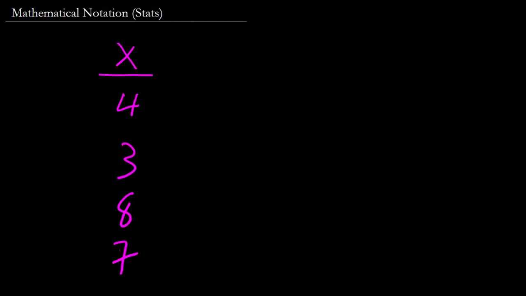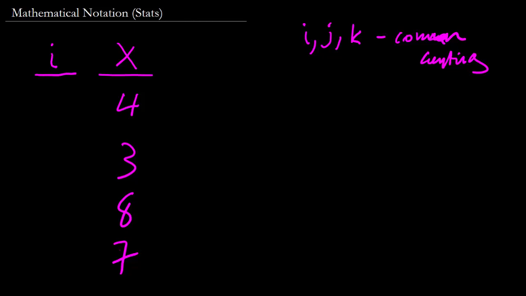We often will use the letter I or J, sometimes I, J, K, very common letters for counting variables. And so we're going to say this is the first observation, this is the second observation, this is the third observation, this is the fourth observation. I is really just a count of observations.